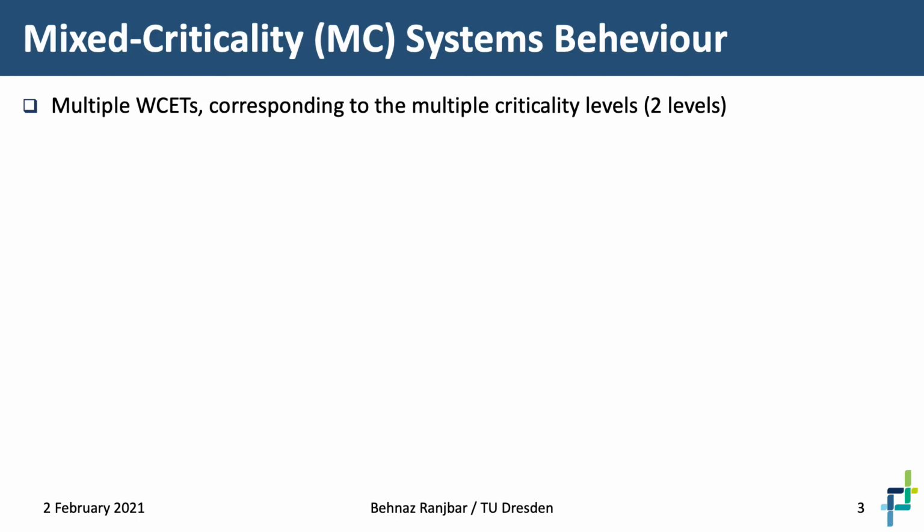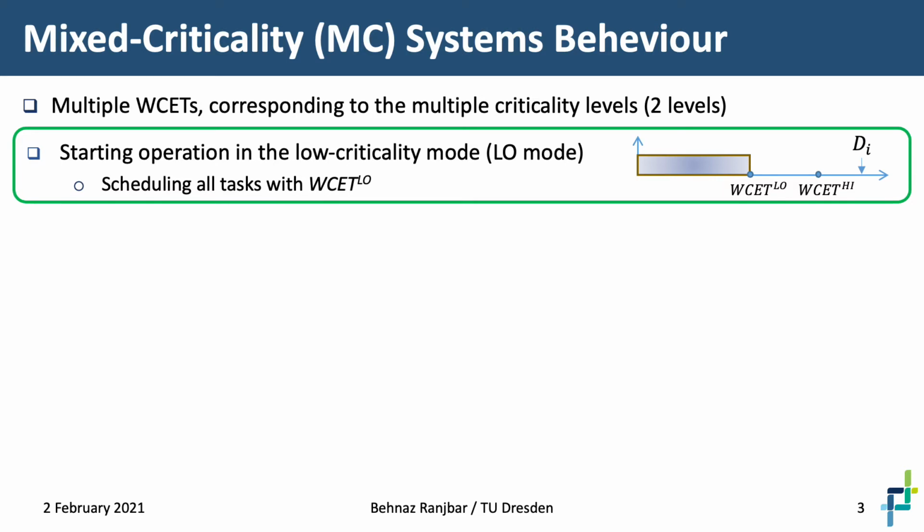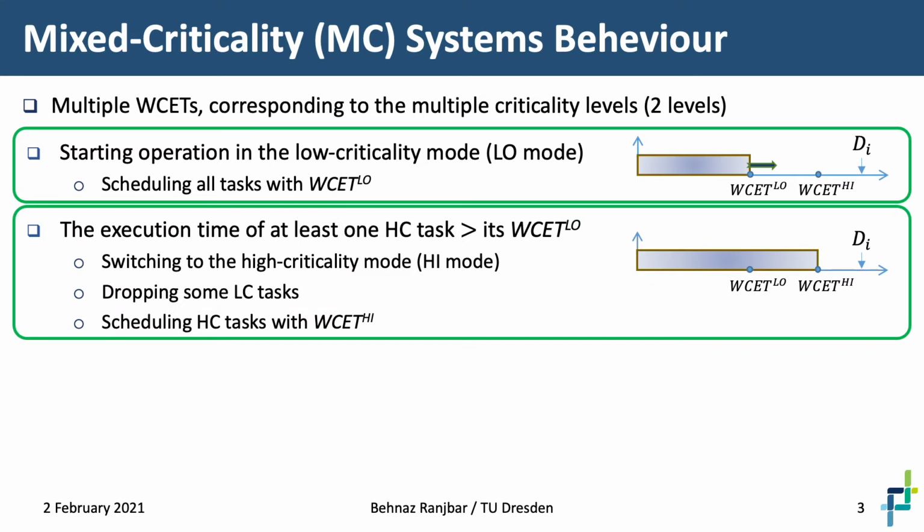So if you consider two criticality levels of tasks in the system, it first starts its operation in the low mode, and all tasks are scheduled with the low WCET. If the execution time of at least one HC task exceeds its low WCET and the output is not ready, then the system switches to the high mode. In this mode, to guarantee the correct execution of HC tasks, some LC tasks will be dropped, and the high WCETs are considered for scheduling HC tasks. As can be seen, two WCETs are defined for MC tasks.